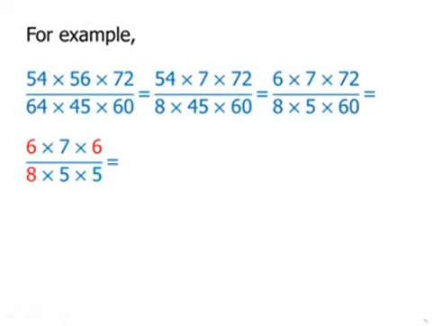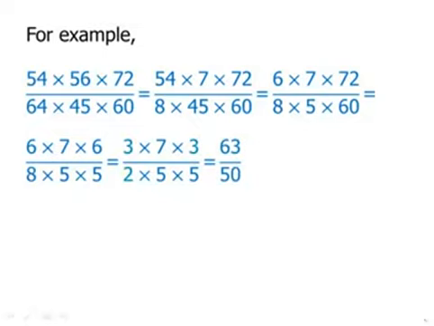Then this is tricky. The 8 has several factors of 2 in it, so I'm going to cancel a factor of 2 in each one of the 6s. That means each 6 goes down to 3, and I've canceled two factors of 2. So the 8 gets divided by 4 and goes down to 2. Well, now I can just multiply across, and I get 63 over 50. And that is the simplified version of this product.